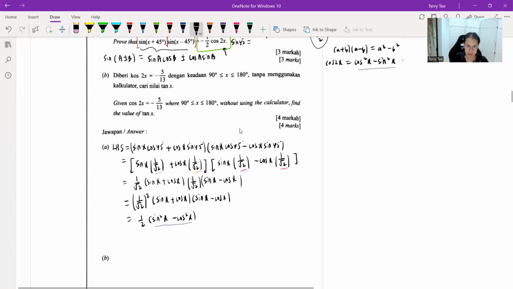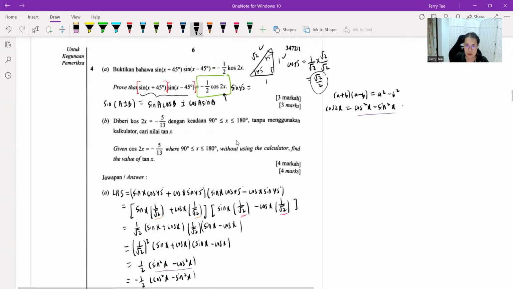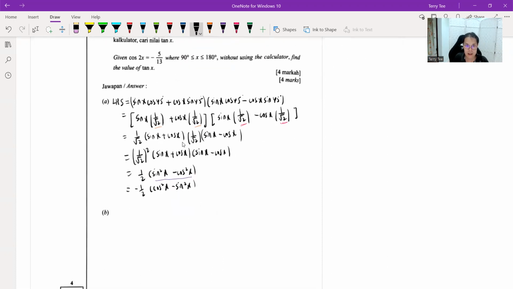Well, we can take out a negative from here. This becomes cos square x minus sine square x. And your cos square minus sine square is this cos 2x. Can you see? Cos 2x. So there's a negative half here, so we are almost there. Just write negative half cos 2x. There you go. That's your right-hand side.